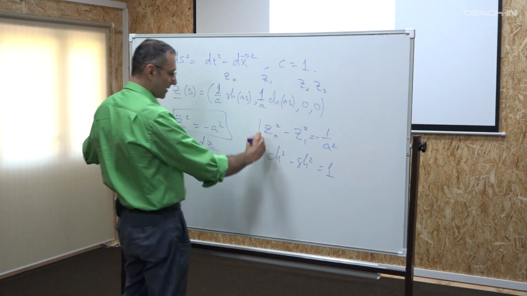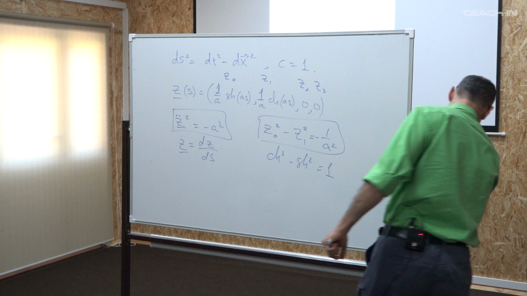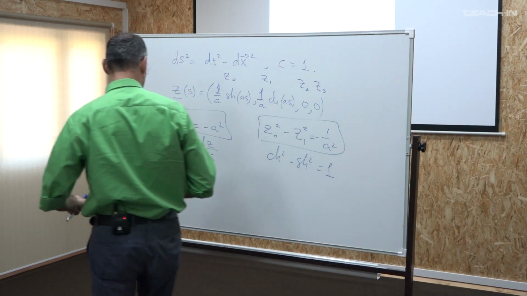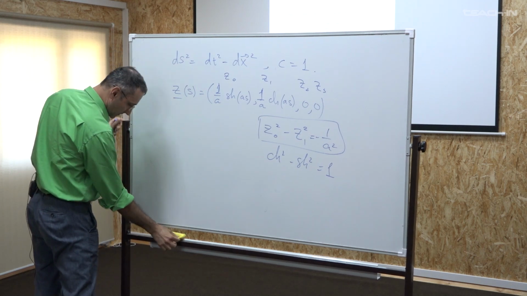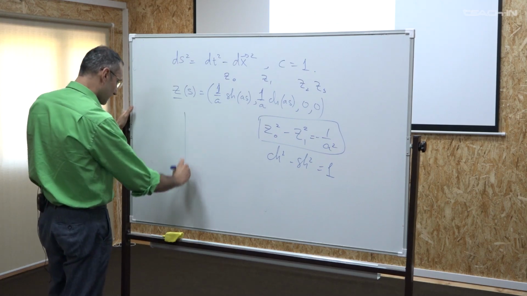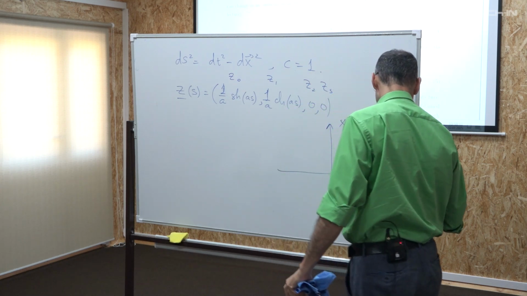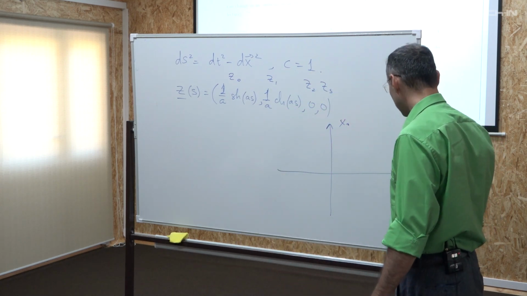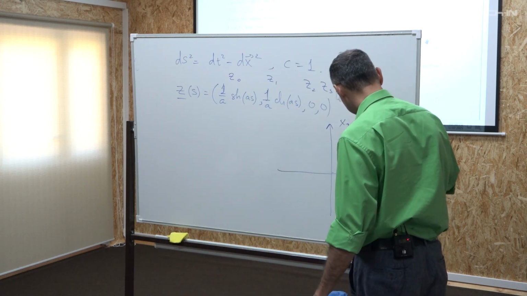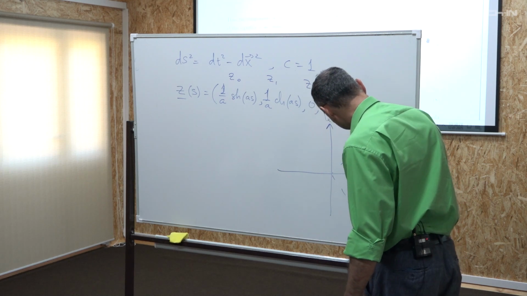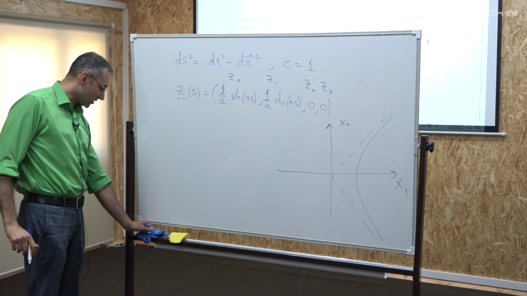This is the equation of a hyperbola. So we have the following hyperbolic motion. That's the reason it's called hyperbolic motion. If I draw space-time like this, on the plane x0, x1, and draw this curve, it will be a hyperbola. Like this. Now I want to make a coordinate change.